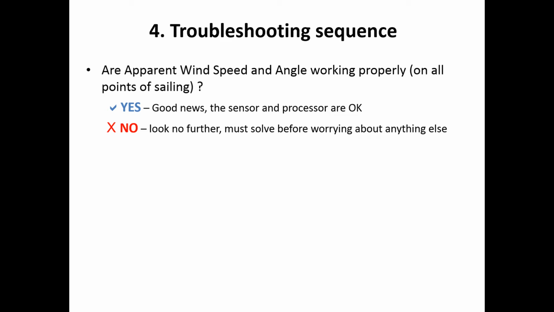Are apparent wind speed and angle working properly on all points of sailing? If yes, this is good news. The sensor and processor are both working okay. If no, look no further. We must solve this before worrying about anything else. There is no point getting excited that the true wind angle doesn't mean much or true wind direction is all over the place. We must sort this first.